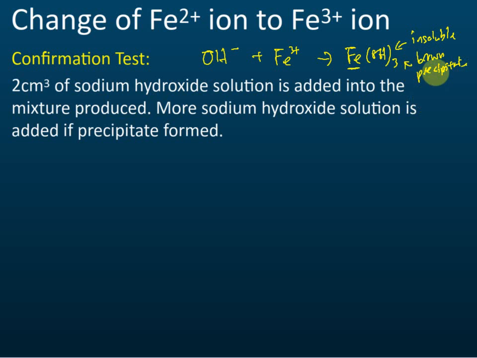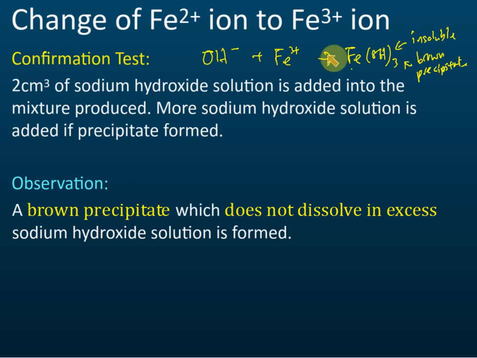An insoluble brown precipitate forms if the ion present is iron 3. If it's iron 2, then a green precipitate will form. So if you don't know whether it's iron 2 or iron 3, you just add some sodium hydroxide.